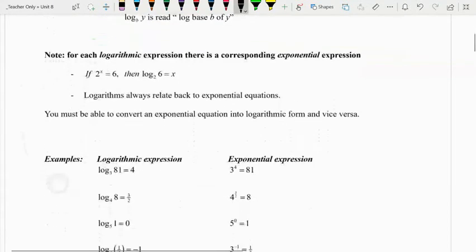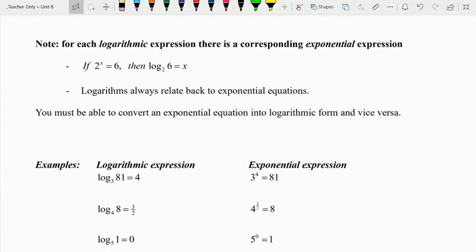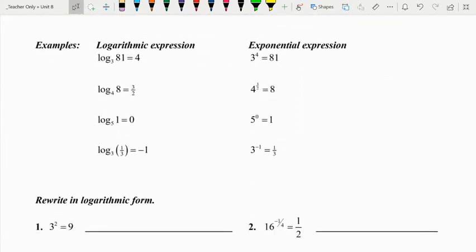Okay, so note for each logarithmic expression, there are corresponding exponential expressions. So they do go back and forth, and it should be true statements when you go back and forth. All right. Logs always relate back to exponential equations. You must be able to convert each exponential into logarithmic form and vice versa. So down here are some examples. Again, if you use the heart method, 3 to the 4th equals 81, and 3 to the 4th equaling 81 is a true statement. That is a thing, right?